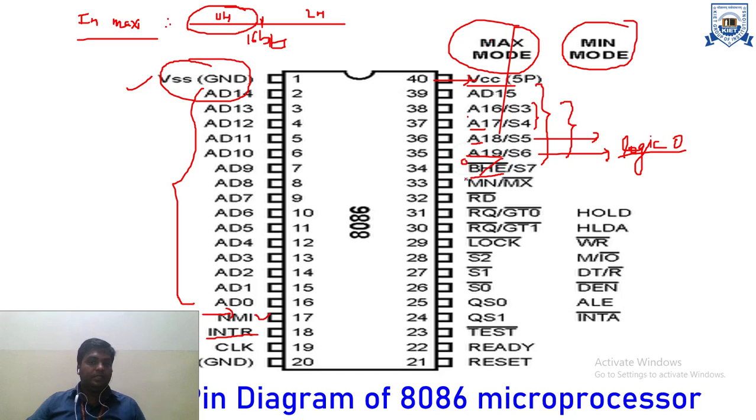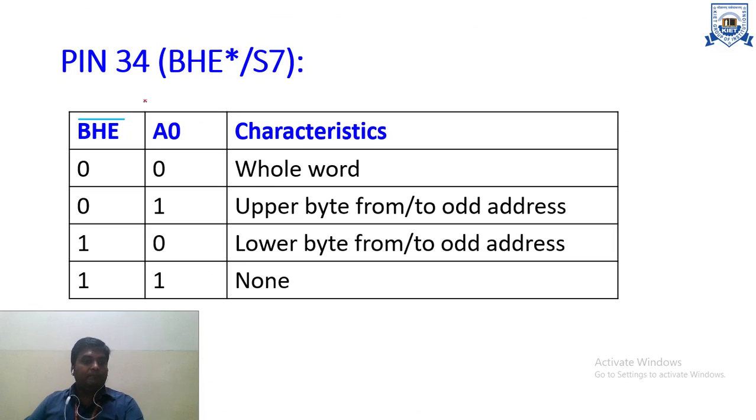Bus high enable value is 0. Why is it 0? Because bus high enable is an active low signal. So when it is 0, that means the higher order 8 bits are enabled. Okay, so that is the meaning of bus high enable. And bus high enable is always used with A0.